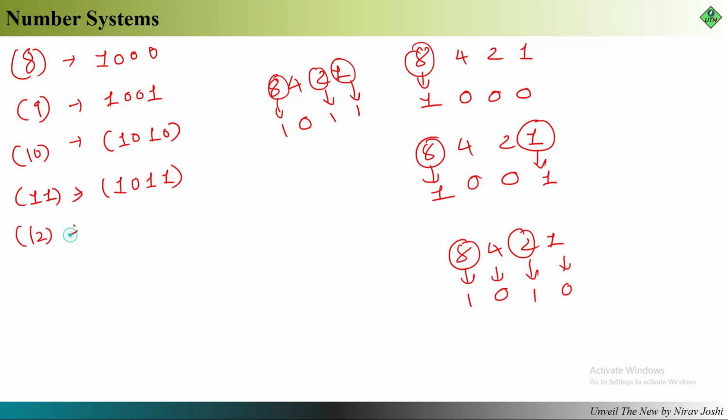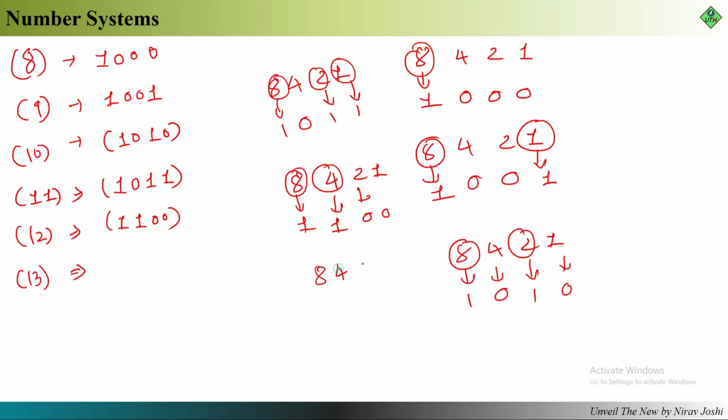Now next 12. Okay, 8, 4, 2, 1. What do we want? 12. So 8 plus 4 will become 12. So 1 for 8, 1 for 4. For the rest of the numbers 0, 0. So it becomes what? 1, 1, 0, 0. Okay, now 13. 8, 4, 2, 1. What do we want? 13. 8 plus 4, 12. 12 plus 1, 13. Okay, so 1, 1, 0, 1. So it becomes what? 1, 1, 0, 1.